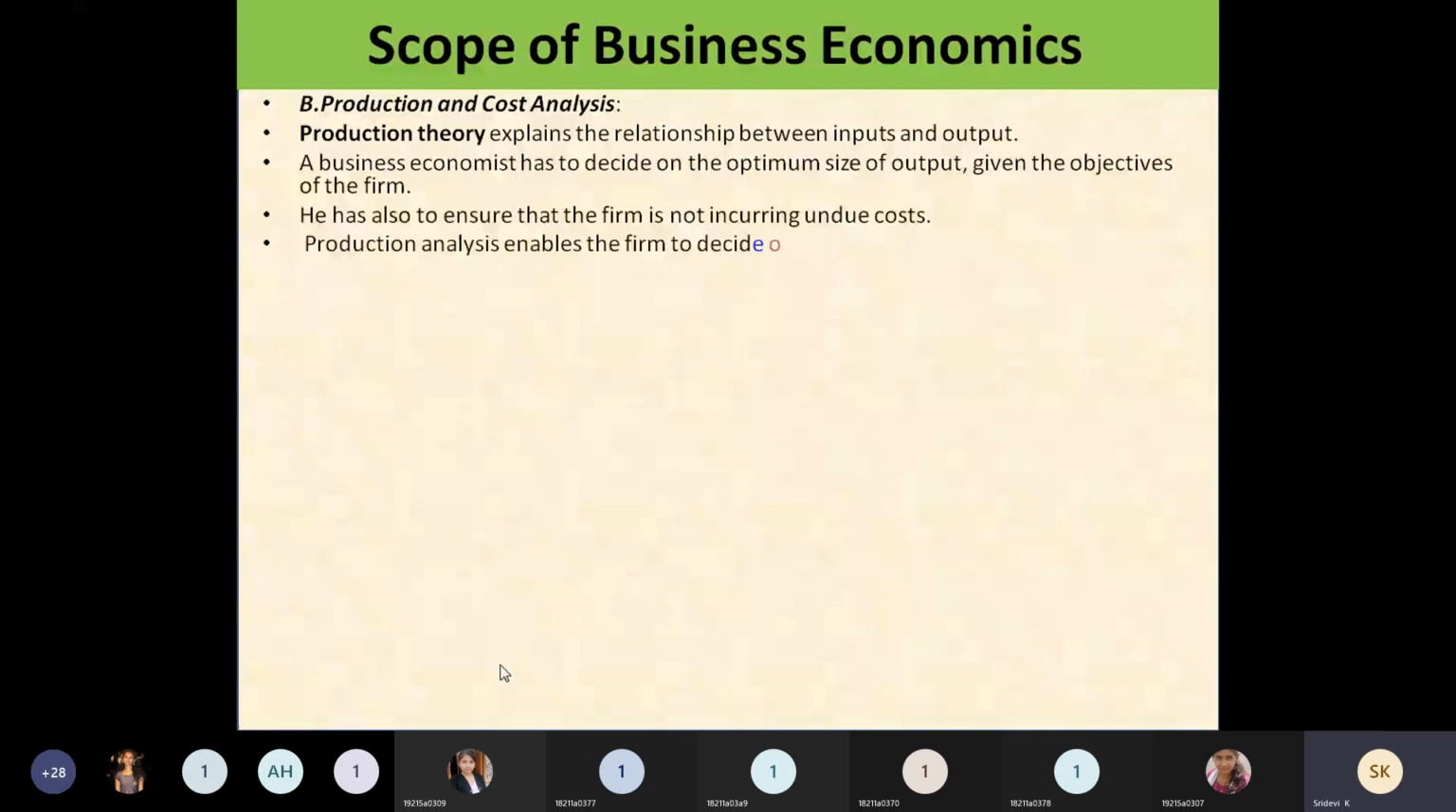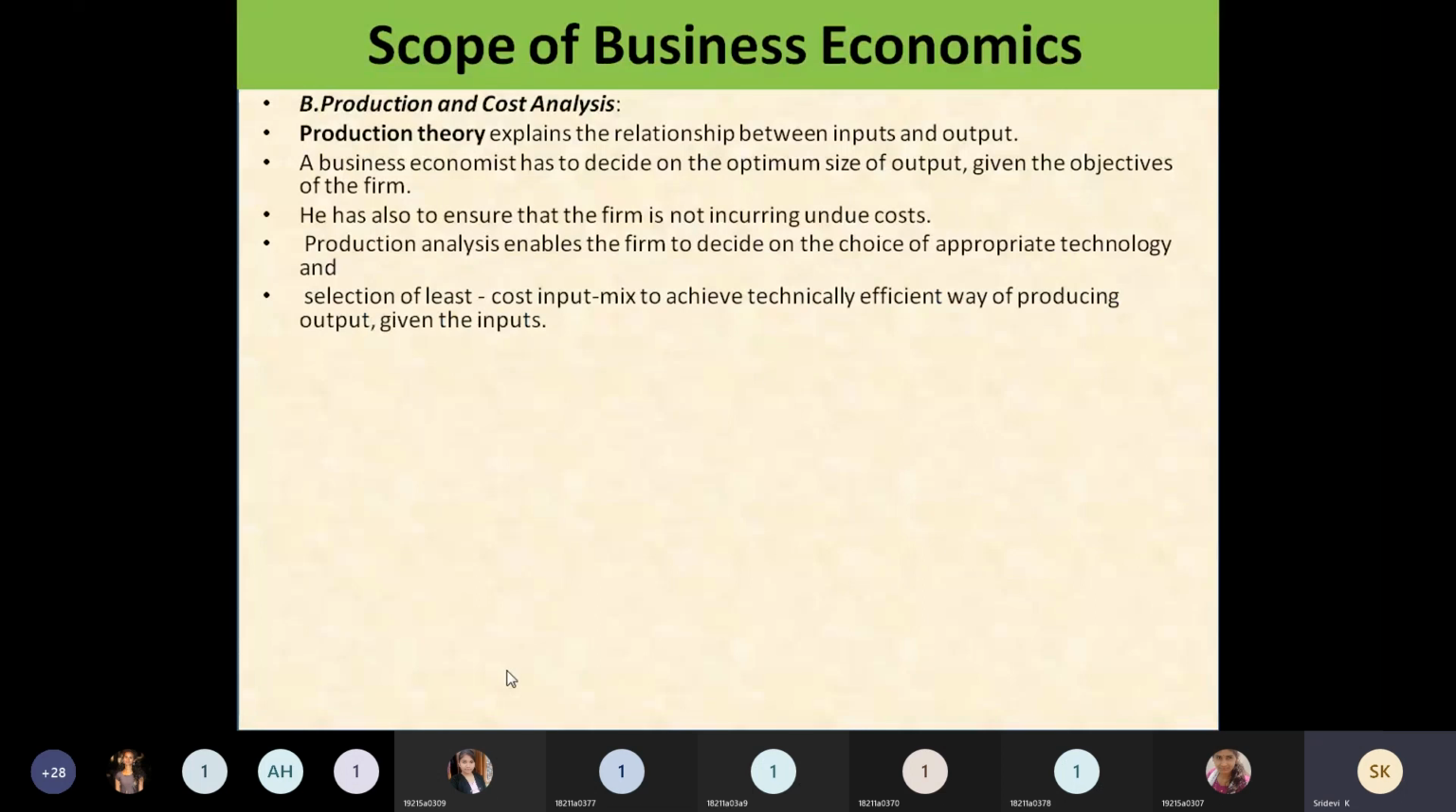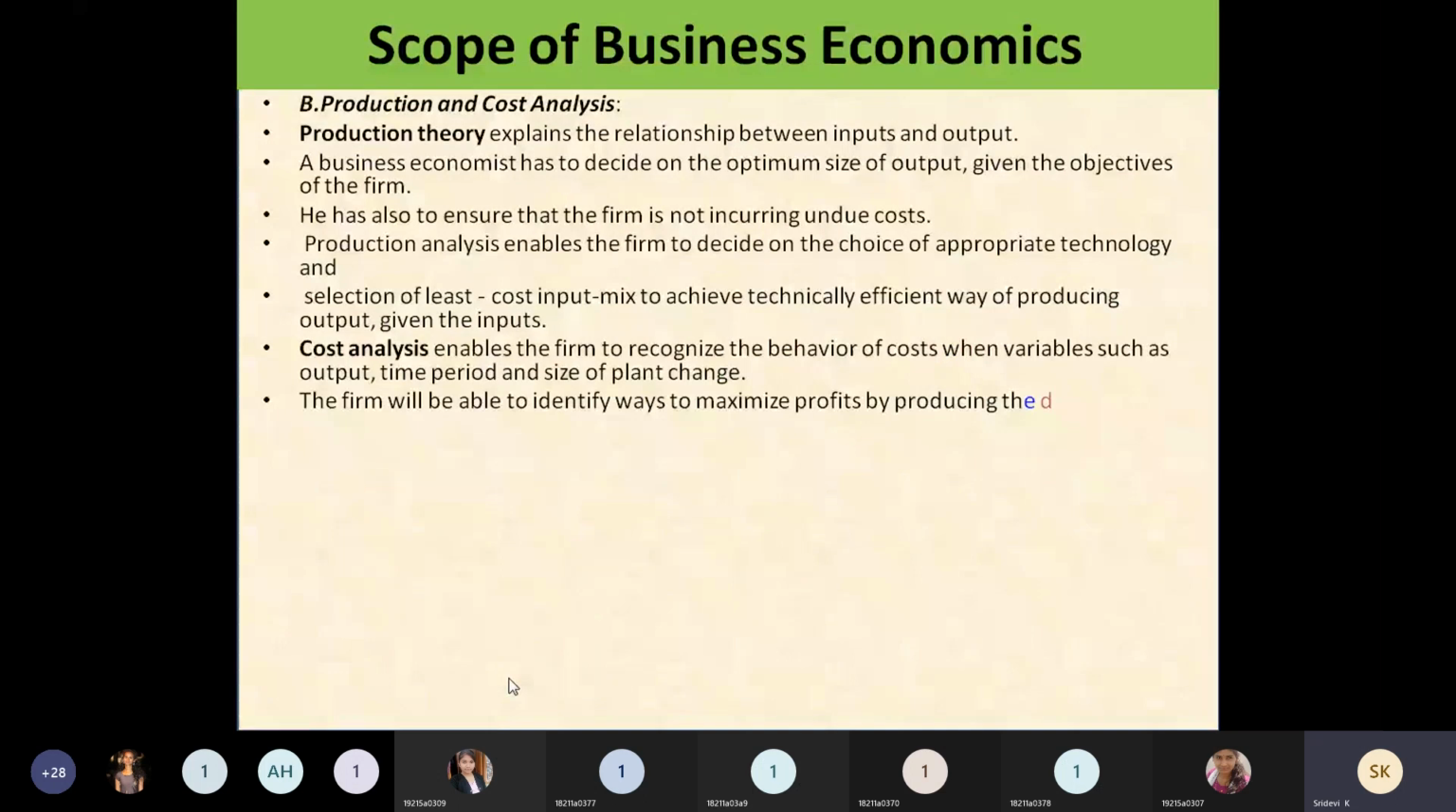So here in this production analysis, we are going to take into consideration different production theories. How the cost or output relationship will be, what the extent of the mix of inputs and the output should be, that we are going to find out here, and how we get the least cost combination. Least cost means we need to minimize our expenditure, whereas the production should be more. So how can it be done? For that purpose, these production analysis theories will help us.